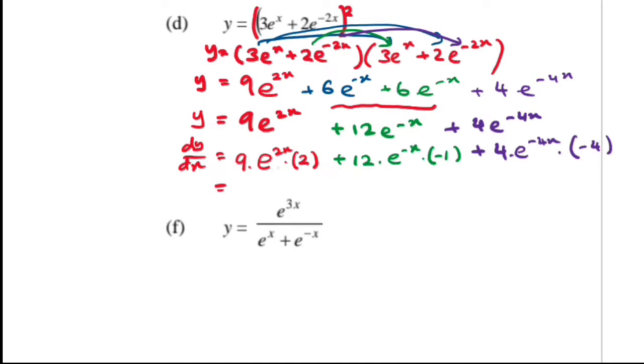Simplify the numbers. 9 times 2, negative 1 times 12, negative 4 times 4. And this is your final answer.